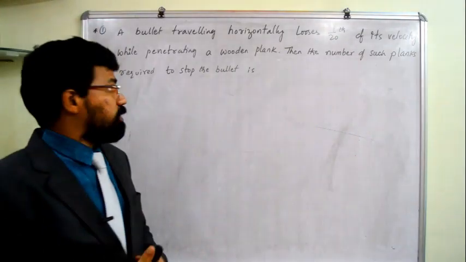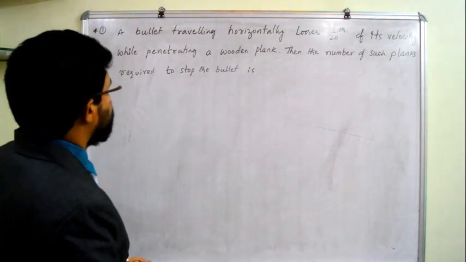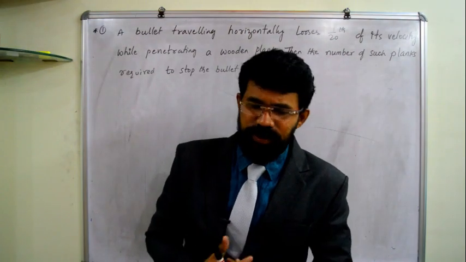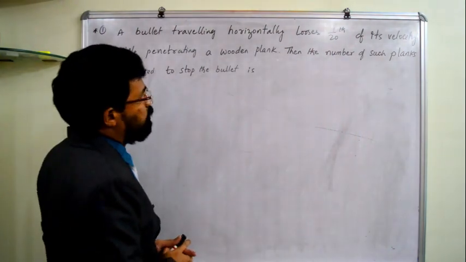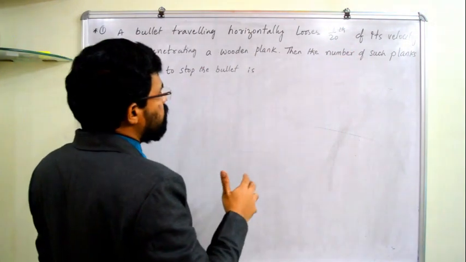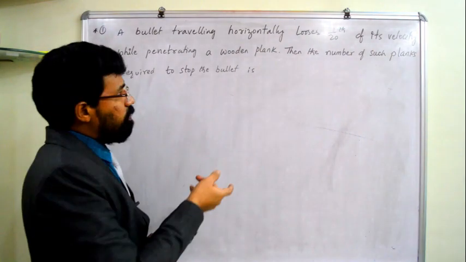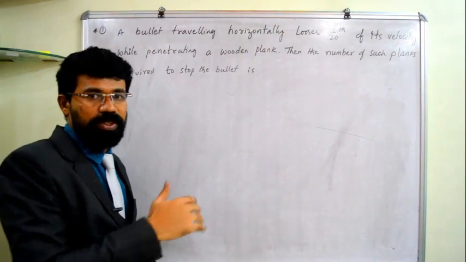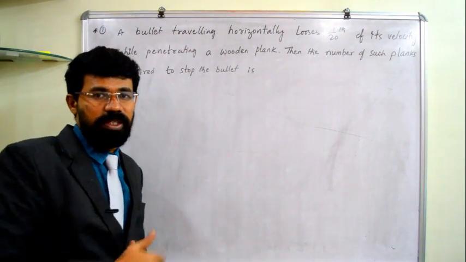So look at this question. A bullet traveling horizontally loses 1 by 20th of its velocity while penetrating a wooden plank. Then the number of such planks required to stop the bullet is. This is a very basic, very simple problem connected with this bullet plank model. Remember children, all you should mind about is this term: it loses velocity, 1 by 20th of its velocity is lost. If the question said its velocity reduces to 1 by 20th, then the situation will be different.